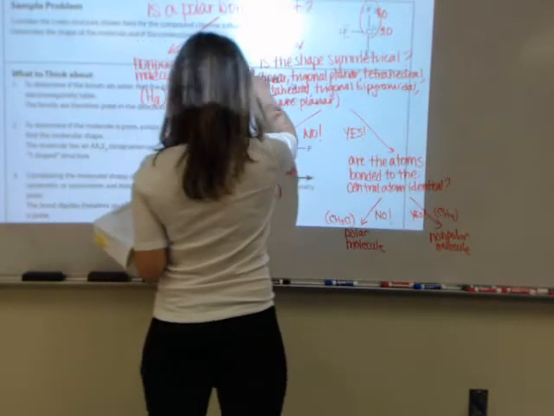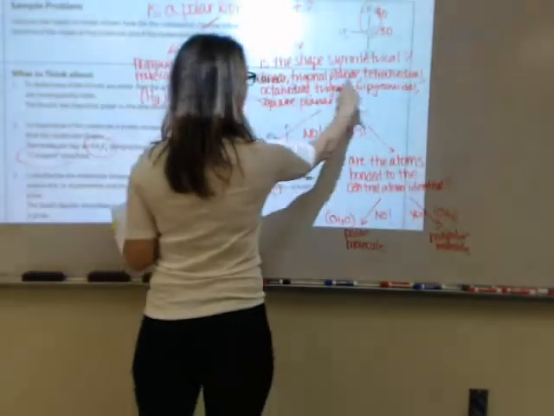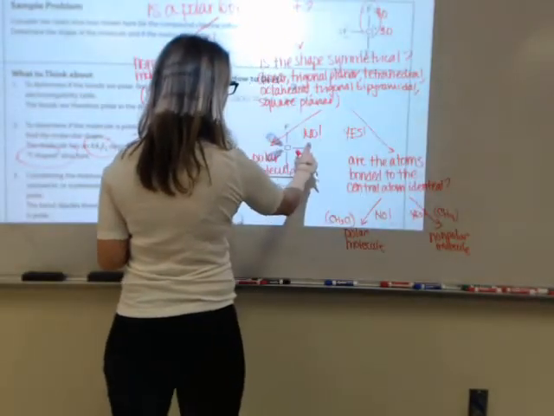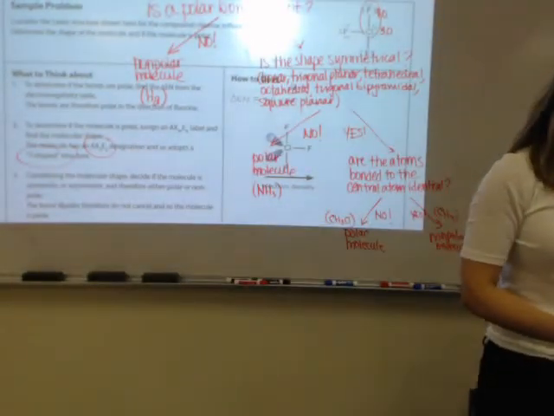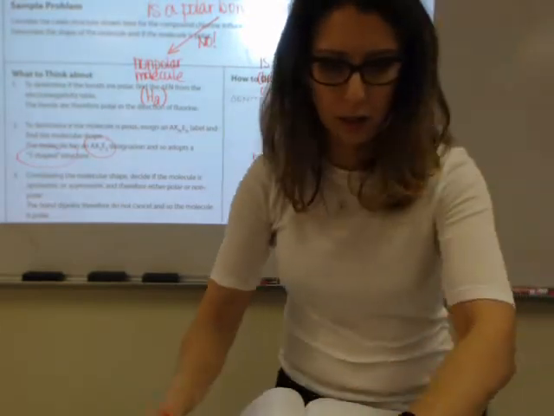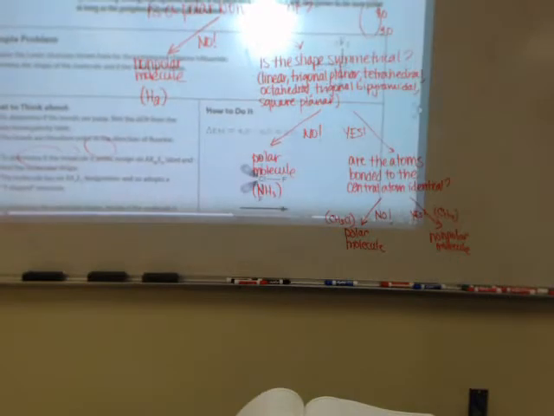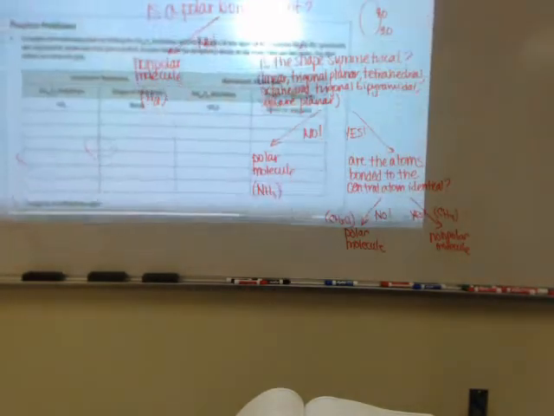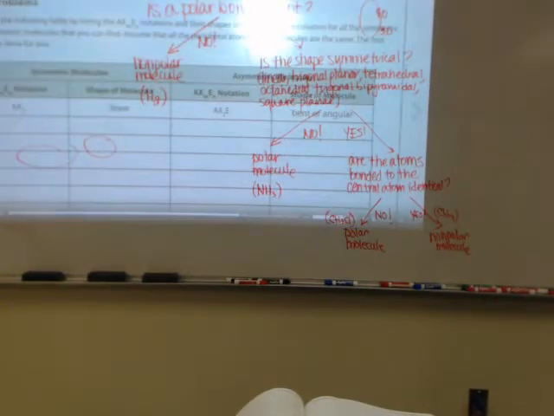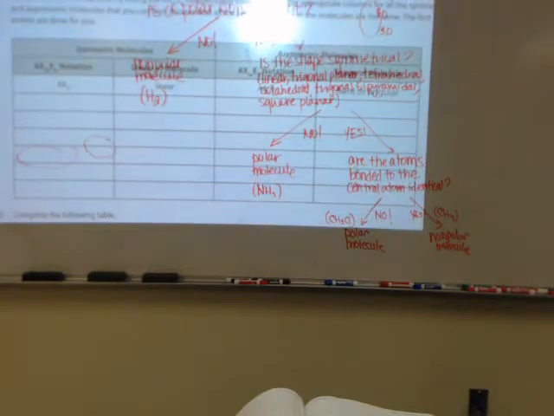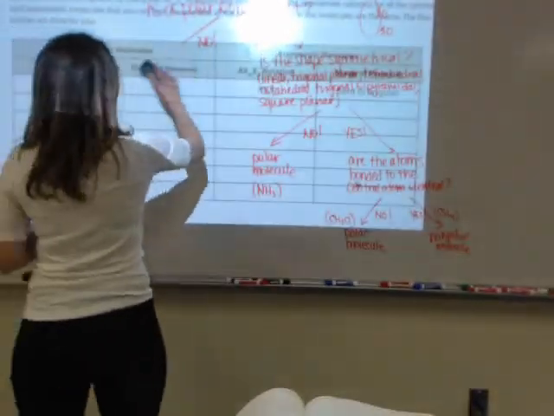Is the shape symmetrical? Well, when it's AX3E2, it is T-shaped. T-shaped is not listed as one of my symmetrical geometries. So the answer is no. So that is automatically a polar molecule. So if you turn to the next page and you take a look at the practice problems, these practice problems here are summarizing the symmetric and asymmetric molecules in terms of their notations and their shapes.